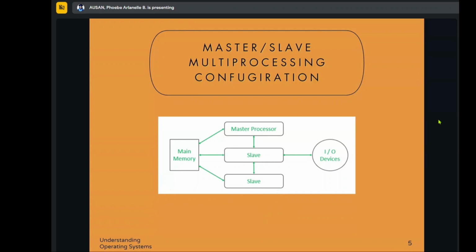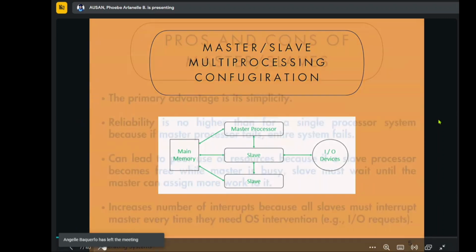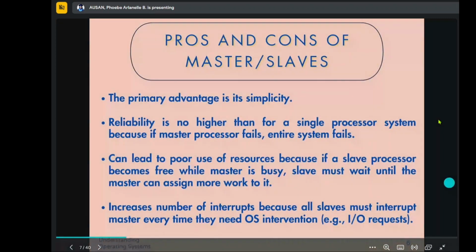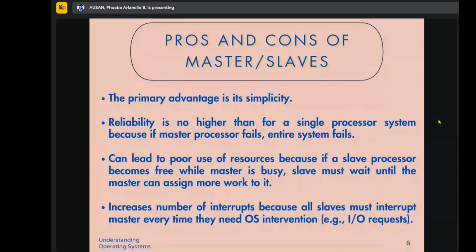So a master slave configuration directs and manages the overall workflow while the slave devices perform specific tasks or provide services as instructed by the master. So next is the loosely coupled processing. But first, we should discuss the advantages, the pros and cons of master and slave.